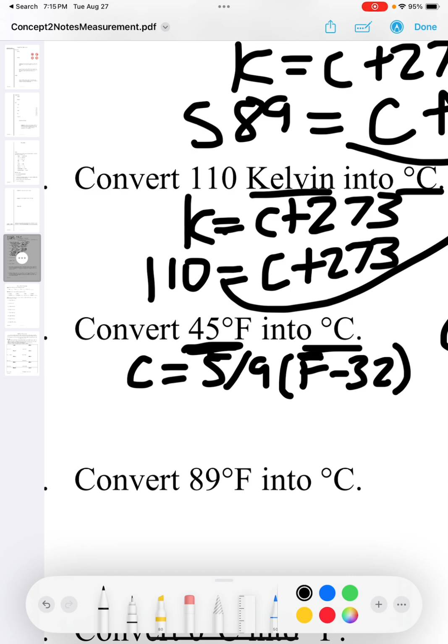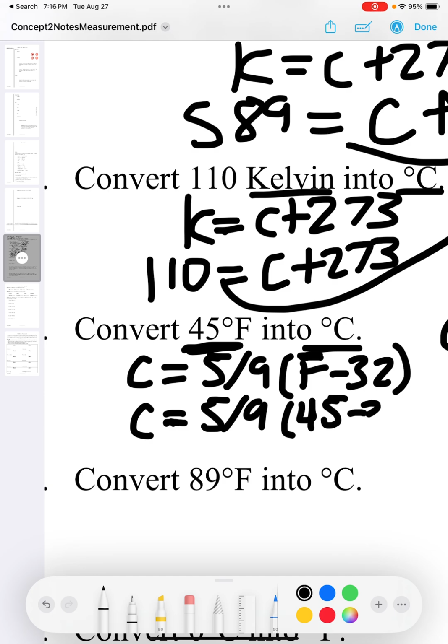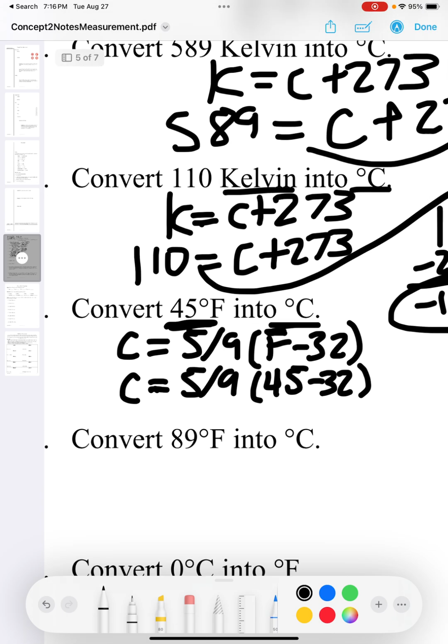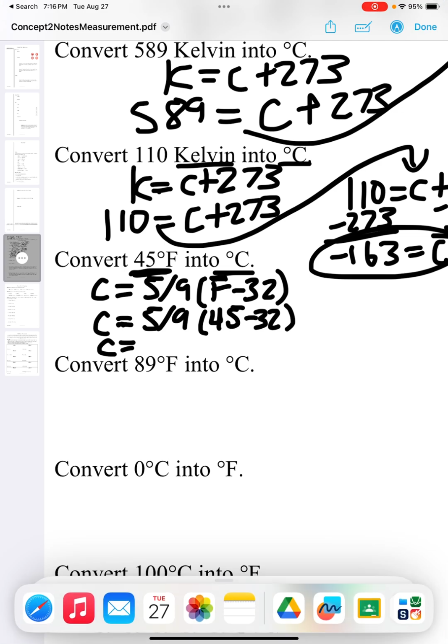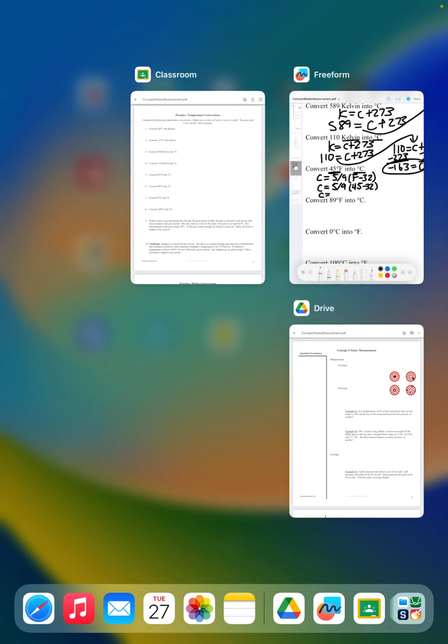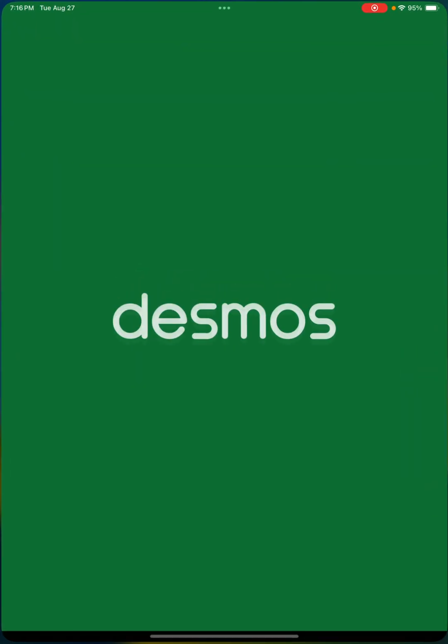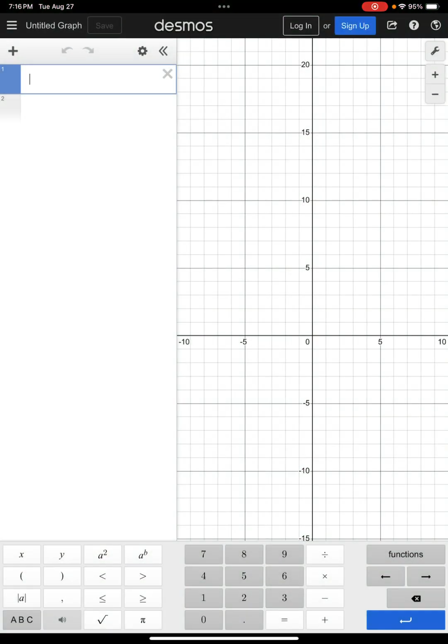And because they give it to you in Fahrenheit, we are going to take the 45 degrees and we're going to plug that into our formula for F, because they say it's 45 degrees Fahrenheit. So we need to put it in for F for Fahrenheit. Okay, and then you're just going to type that into your calculator, and that will spit it out in Celsius. So, if you aren't familiar with Desmos, it's going to be this green icon right here. That's a graphing calculator for us.